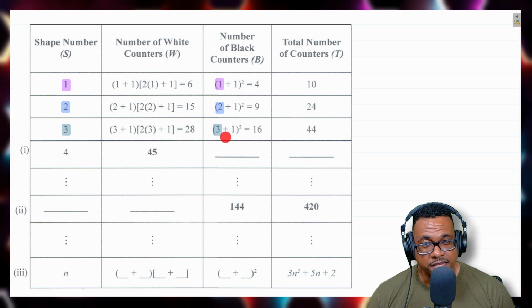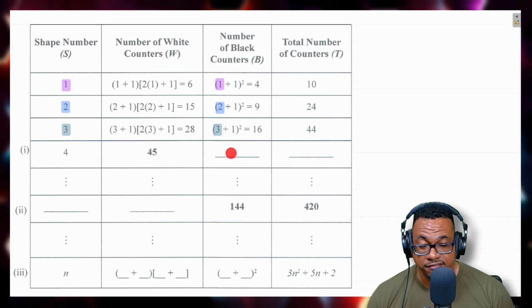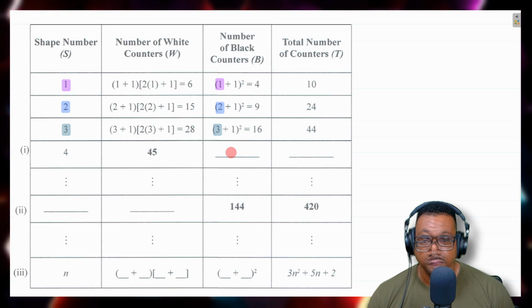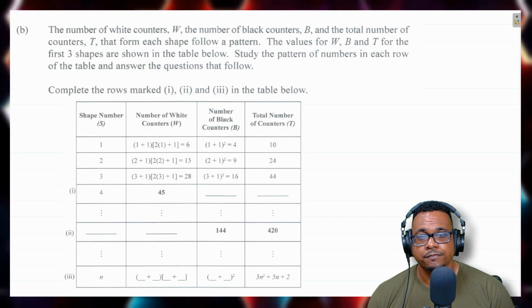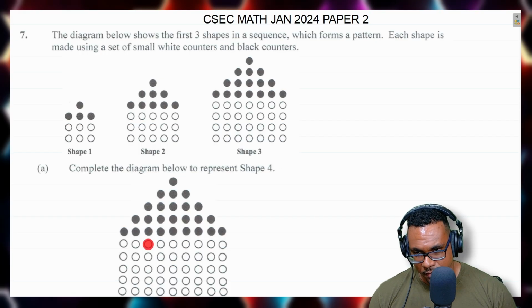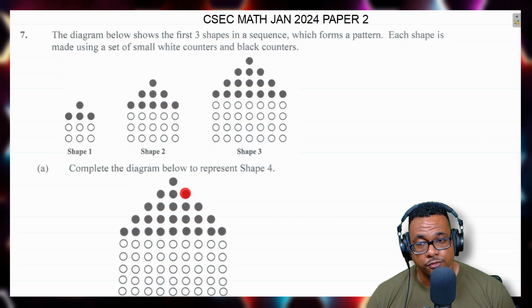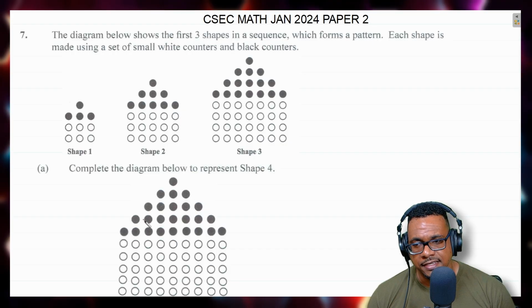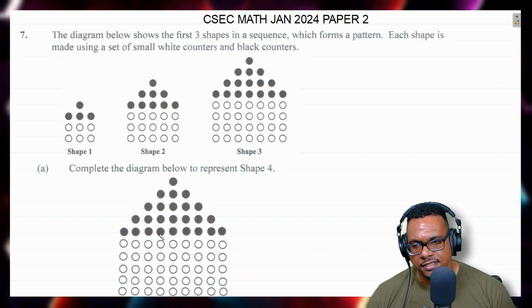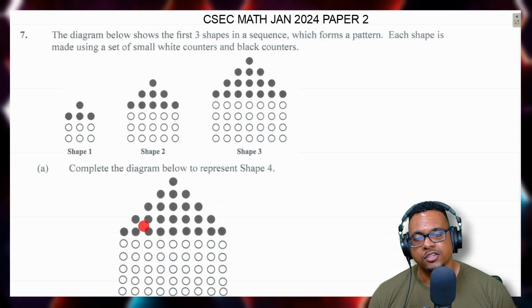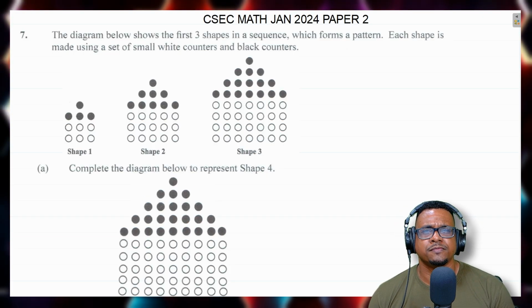So if you follow the same pattern, we're going to have 4 plus 1, which is 5, and 5 squared is 25. But you can go back to shape 4, which is here, and count the number of black counters and see if you get 25. 1, 2, 3, 4, 5, 6, 7, 8, 9, 10, 11, 12, 13, 14, 15, 16, 17, 18, 19, 20, 21, 22, 23, 24, 25. So we have 25 black counters.